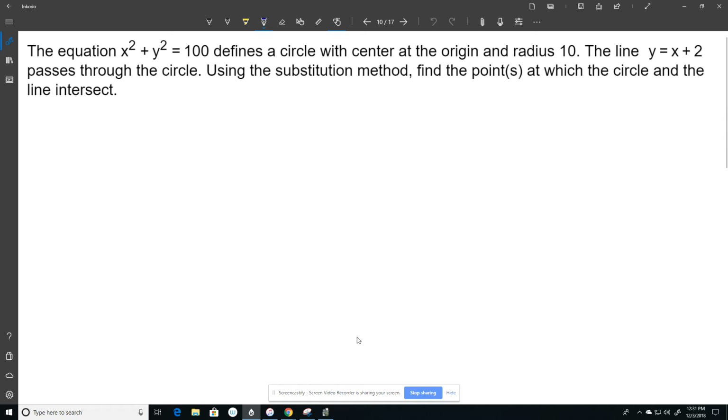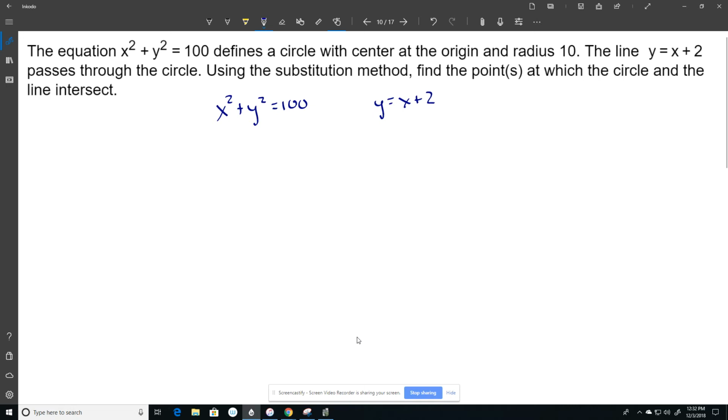Number 10, x squared plus y squared equals 100. This defines a circle with center at origin and radius 10. The line y equals x plus 2 passes through the circle. So I have two equations, x squared plus y squared equals 100, and y equals x plus 2. There's a couple of ways to do this, and I'm going to show you both.